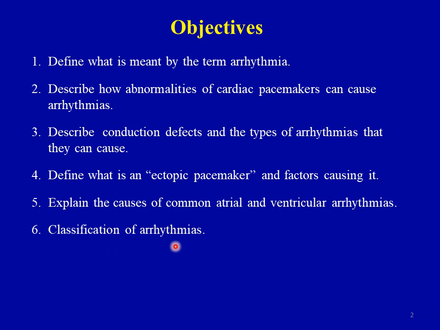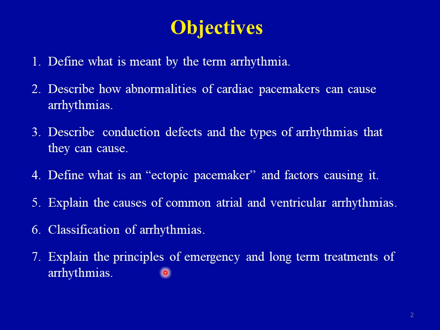There are arrhythmias that originate from abnormalities in the SA node, and then we have atrial arrhythmias, junctional arrhythmias, and ventricular arrhythmias. In the first part, I covered the sinus arrhythmias and also the atrial arrhythmias. Today I'm going to finish the classification of arrhythmia, which includes the junctional arrhythmias and the ventricular arrhythmias, and also I will cover the different types of heart block. And finally, I will explain the principles of emergency or short-term and long-term treatments of arrhythmias.